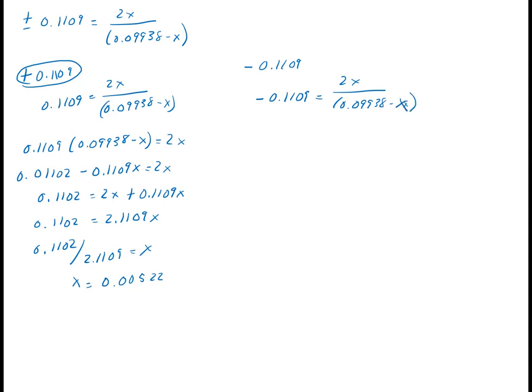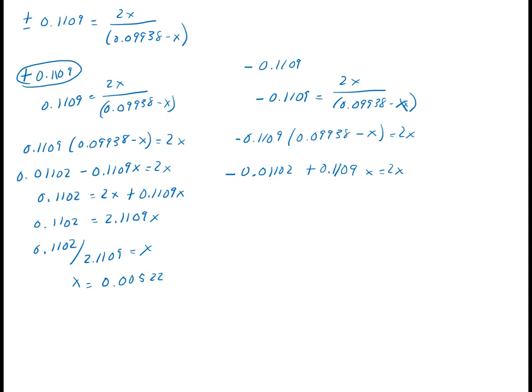So now I do the same thing where I multiply through, except for this one's a negative 0.1109 times 0.09938 minus x is equal to 2x. So basically I'm going to end up with the same line here, except for the signs are going to have been flipped. So I don't have to redo the math. It's 0.01102 plus 0.1109x is equal to 2x.